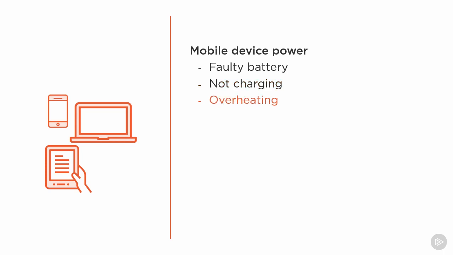And in some more extreme cases, you might have overheating issues that actually cause the battery in a mobile device to heat up, to be excessively warm, maybe even smoke, or in the worst possible case scenario, catch on fire.